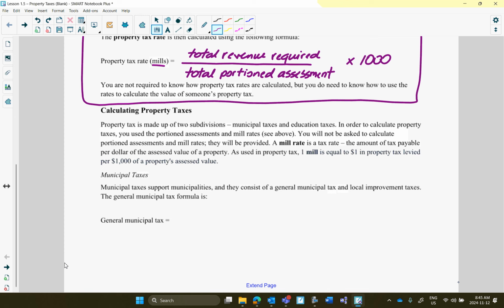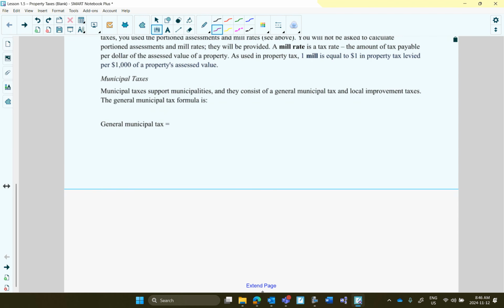So when you calculate your municipal tax, you get a tax rate on the portion assessment of your home. Plus, you may have to pay for any improvements being done to your area. And I'll talk about that in a second. But for the first portion of municipal rates, you calculate your general municipal tax. And that's the total portion assessment of your home.